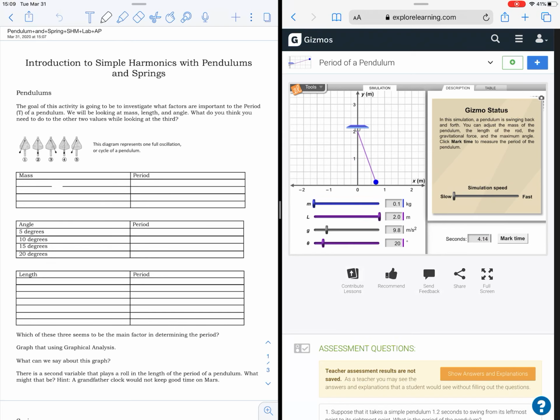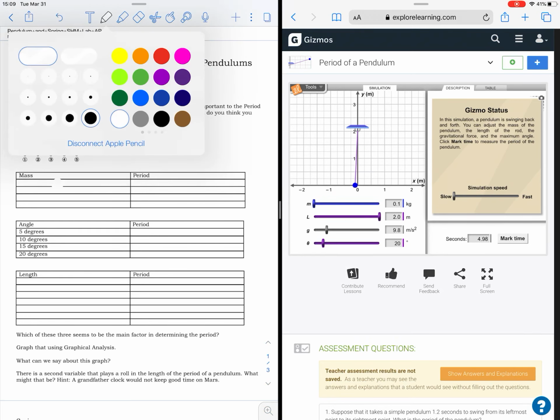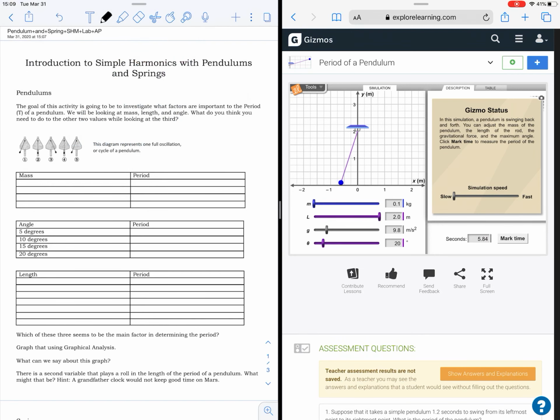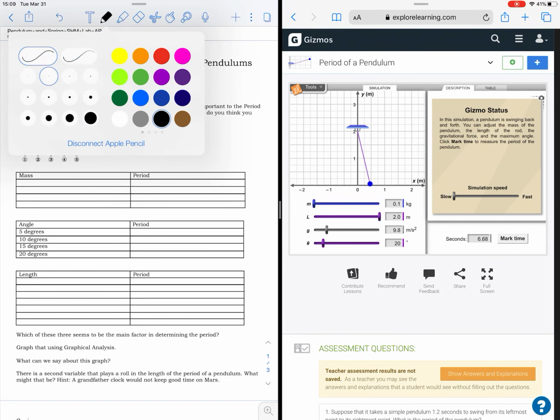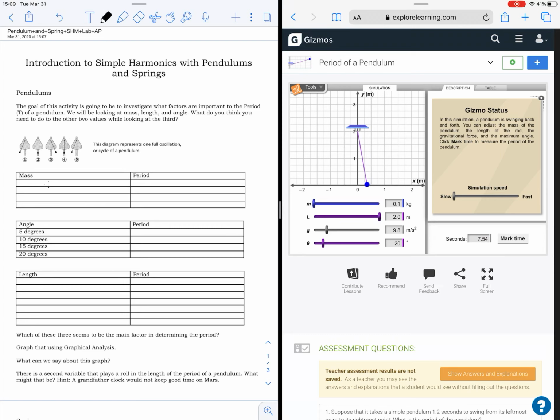So I'm going to just write down 0.1. Let me make this real small. 0.1, and then I'd write 2.75 seconds. And then you would do that again with a different mass, and then a different mass, and then a different mass, and then a different mass. So you're just repeating that process.